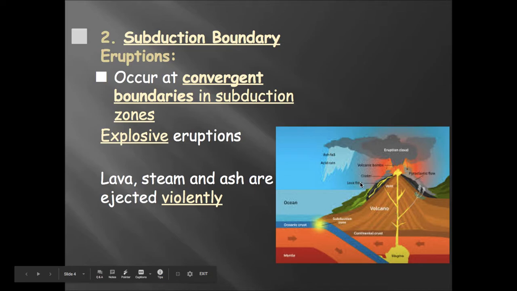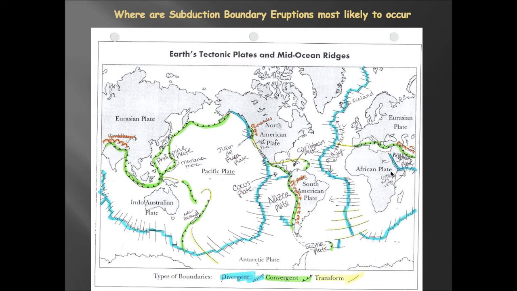These are the explosive eruptions. These are like the big volcanoes that go kaboom. These are the ones that when we draw a picture of a volcano, like if you asked a little kid to draw a picture, they would probably draw an eruption like this, where it's a mountain and a big explosion.